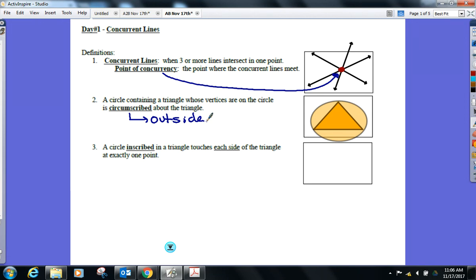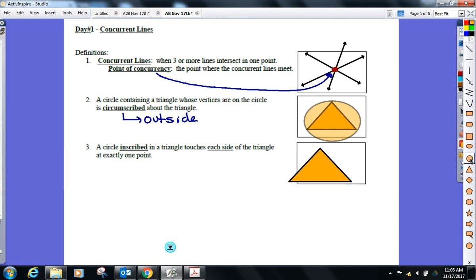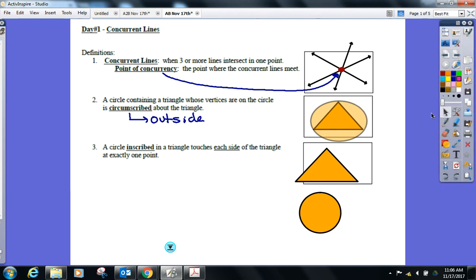Well, what if I put the circle inside now? So go ahead, draw a triangle again for me in the third box. Draw another triangle, and place a circle inside. So this circle touches each side of the triangle, please. Okay, put a circle inside that touches each side of the triangle.